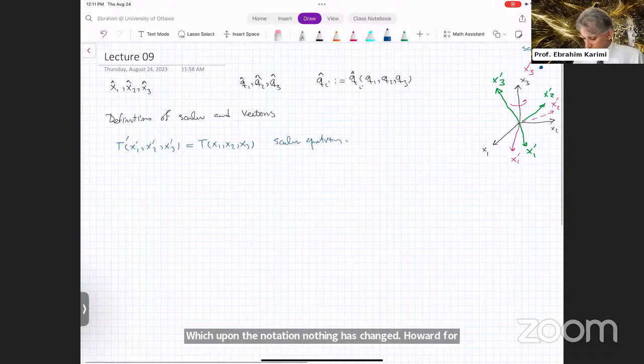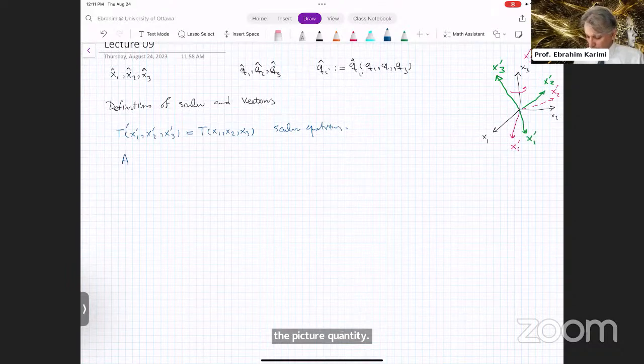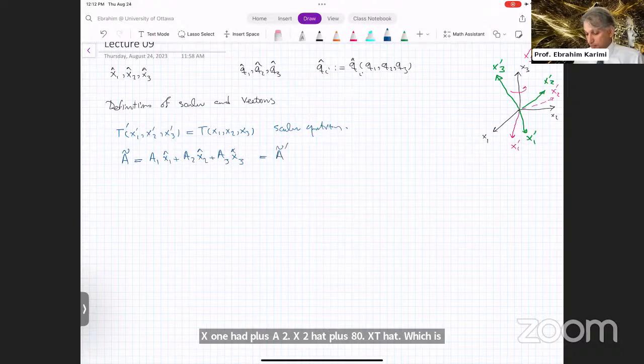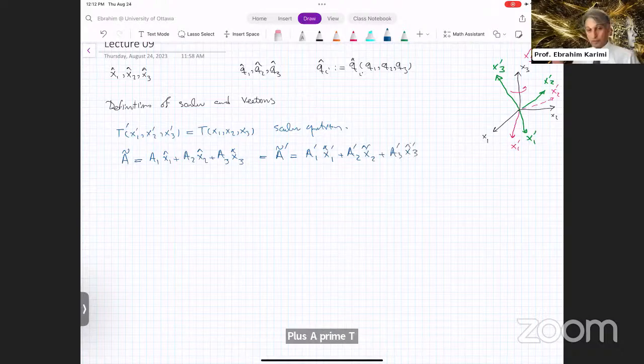However, for a vector quantity, let's say vector A, what we know is that A, of course, in the x coordinate can be expanded as A1 x1 hat plus A2 x2 hat plus A3 x3 hat, which is again the same vector as A prime, which is A prime 1 x prime 1 plus A prime 2 x prime 2 plus A prime 3 x prime 3. Okay, so we knew that's the same vector.